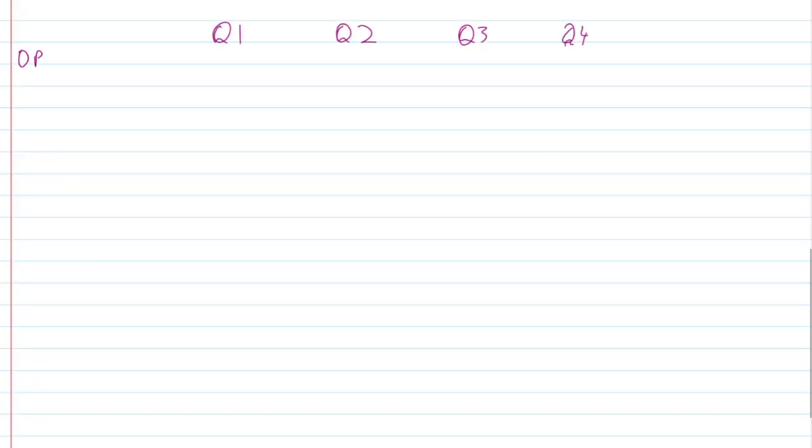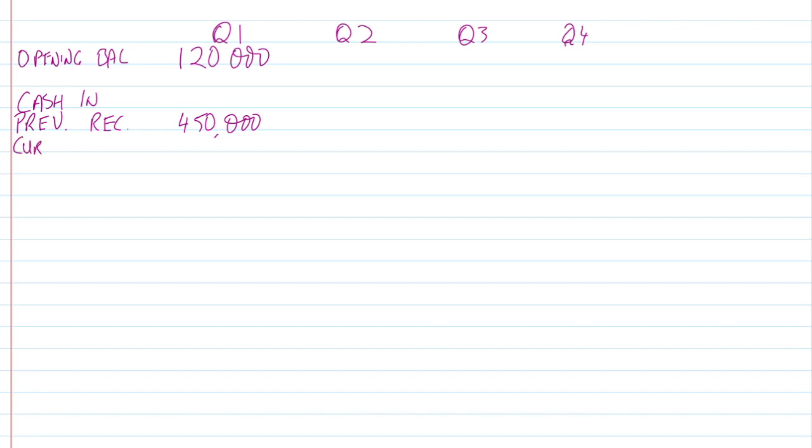And so there's four quarters in this question, and we start off with the opening balance that's given in the question at €120,000. We had an opening receivables figure of €450,000, and therefore 60% of the initial sales estimate of €1.5 million is €900,000. So that's 60%, and the balance 40% will be cash received in the following quarter.